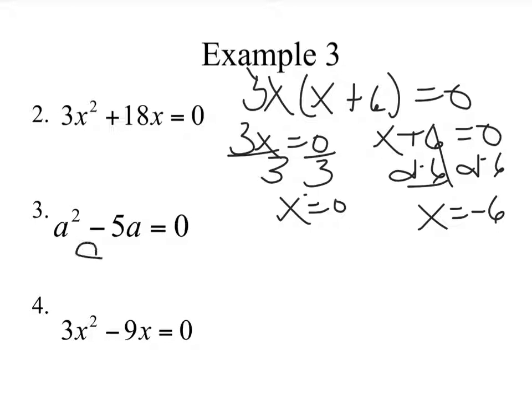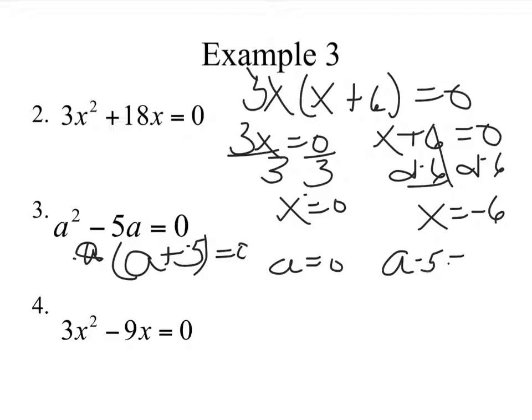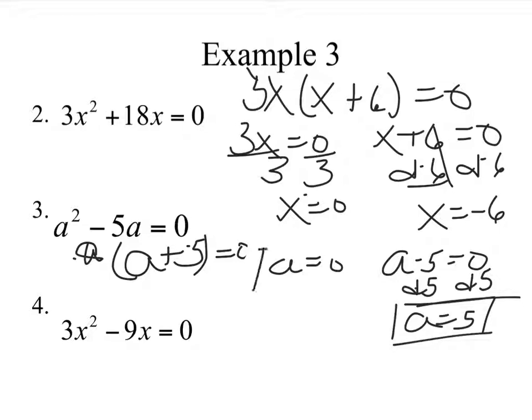So in number 3, I can pull out an a. So that's going to give me a plus negative 5 equaling 0. When I split that into my 2 equations, we're going to end up with basically just a equaling 0. And we're going to end up with a minus 5 equaling 0. Add 5 to each side. And we get a equaling 5. So 5 and 0 are our 2 answers for the second one.